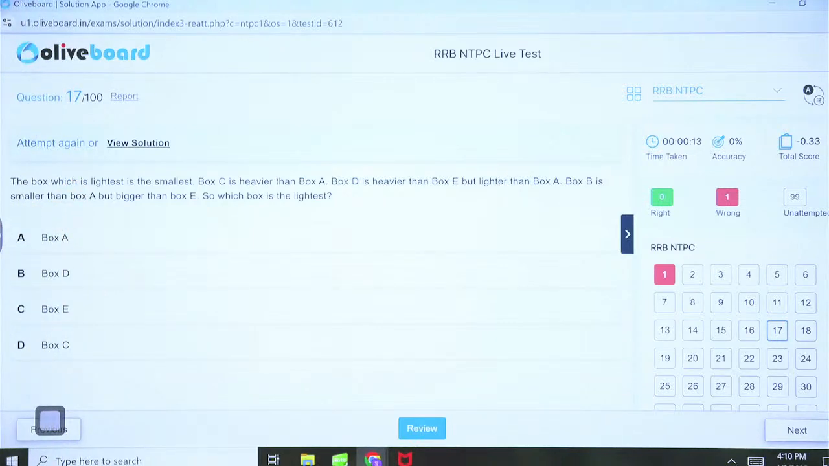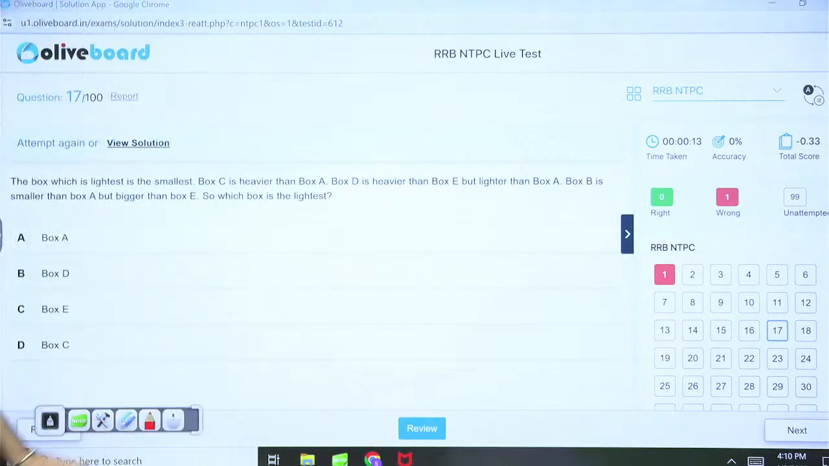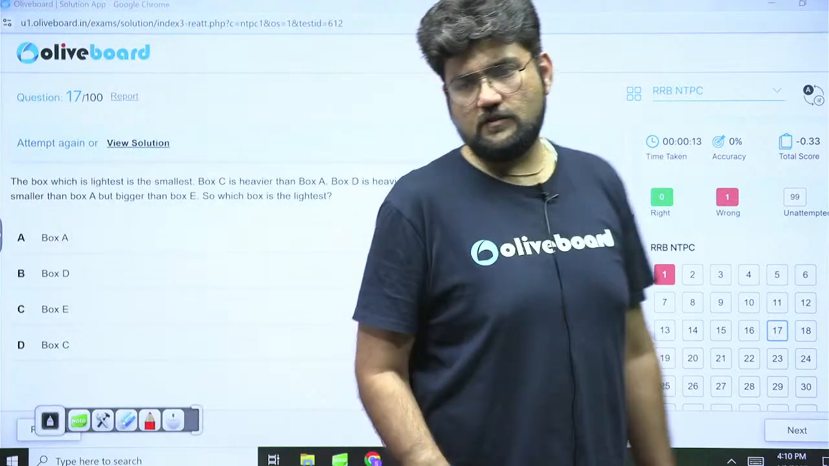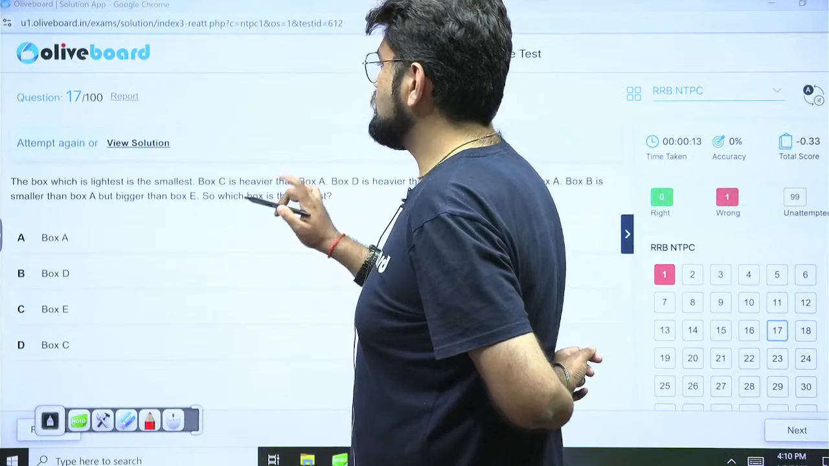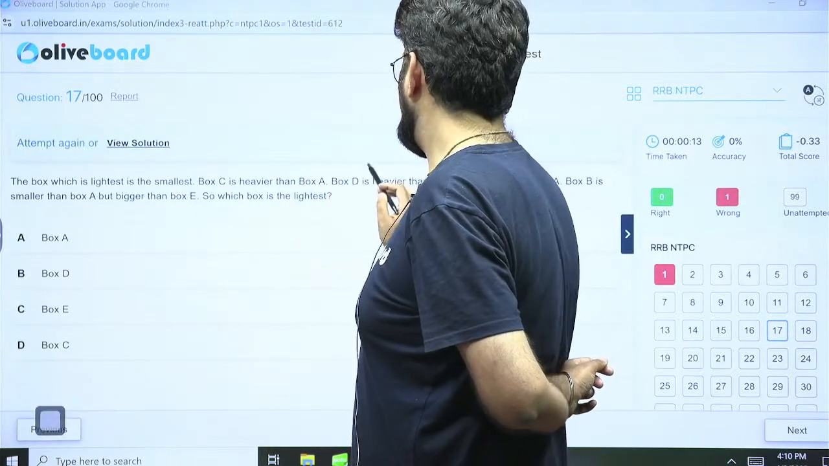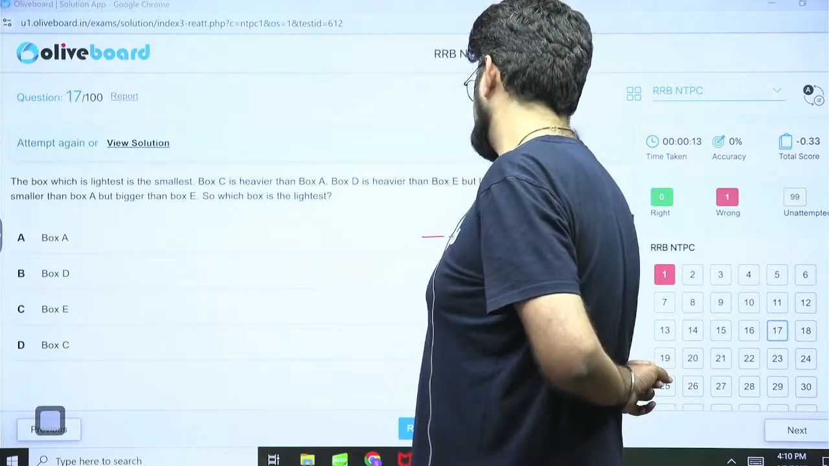Comparison based question. Try this. See, the box which is lightest is smallest. A, B, C, D, E. We have 5 boxes.